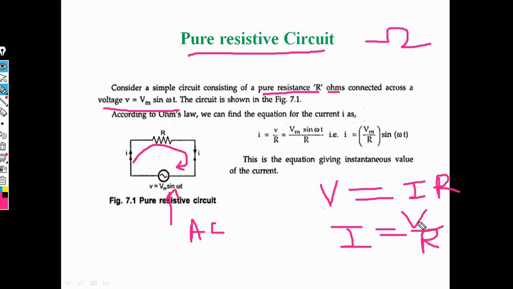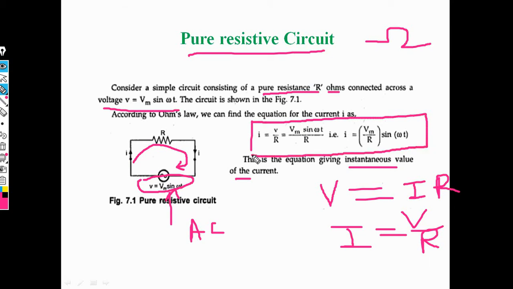Okay, that means put V is equal to Vm sin omega t, so I is equal to V by R. Voltage V is given as Vm sin omega t, so I is equal to Vm sin omega t upon R. Then we separate it as Vm by R into sin omega t. Now this is the current equation, also called the instantaneous equation of the current. This is the important equation in a resistive circuit.